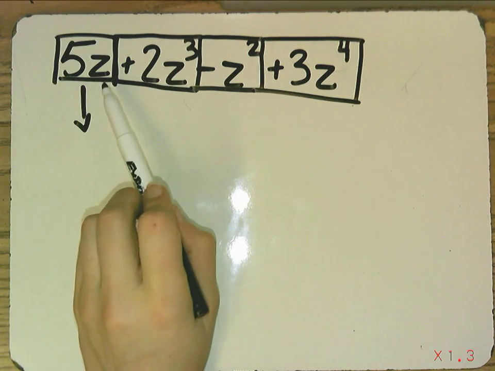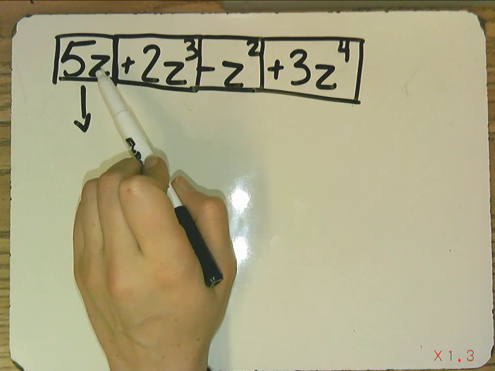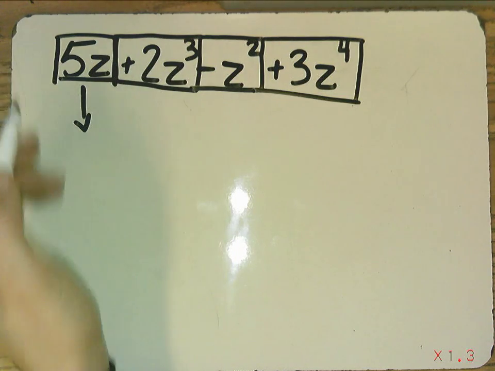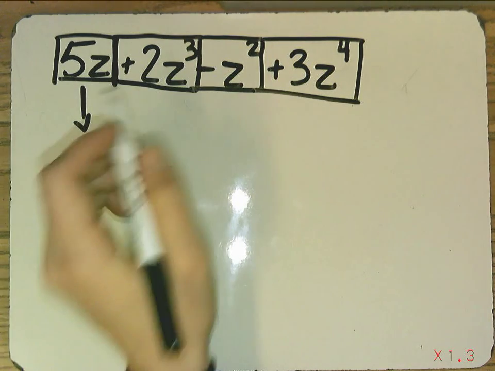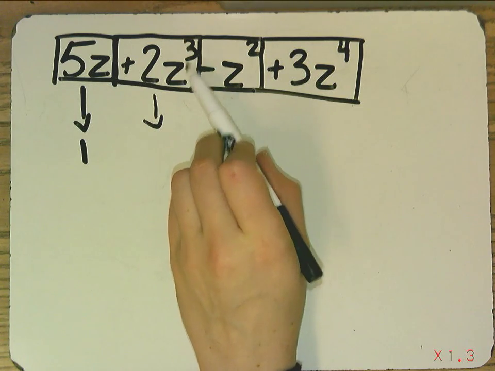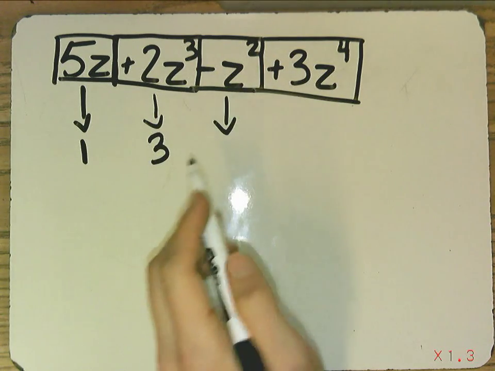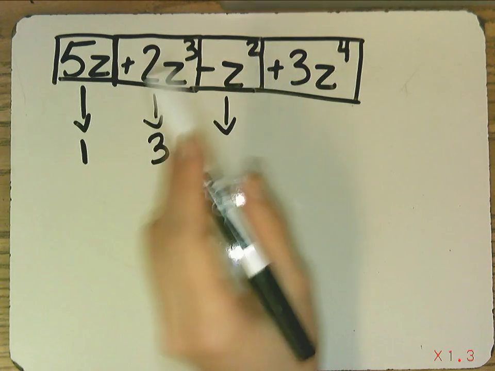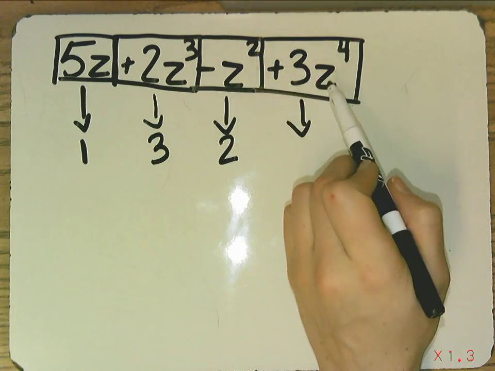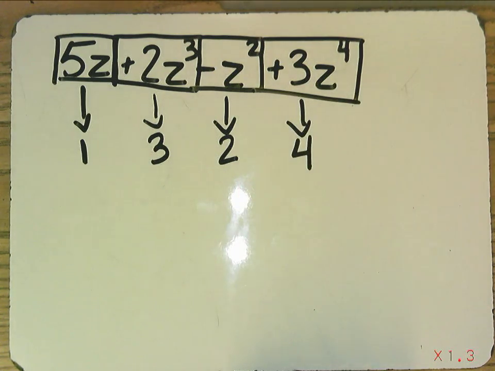To figure out the degree of this, I only care about the exponent of the variable. This monomial has one variable, z, and the exponent is 1. So this has a degree of 1. This term has one variable, z, and the exponent is 3. So this has a degree of 3. This term, the exponent of our only variable is 2. So it has a degree of 2. And this last term, there's only one variable and it has an exponent of 4. So it has a degree of 4.